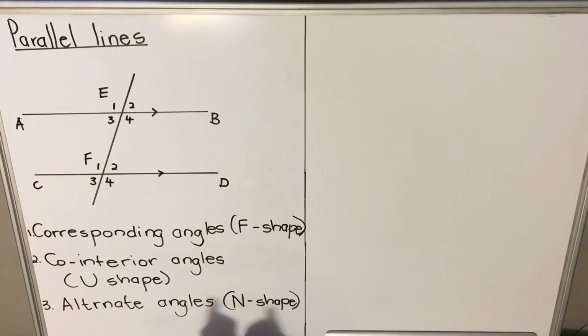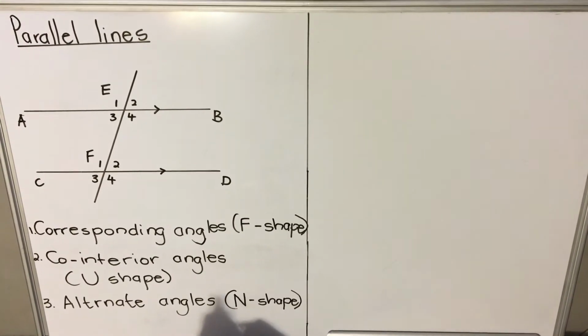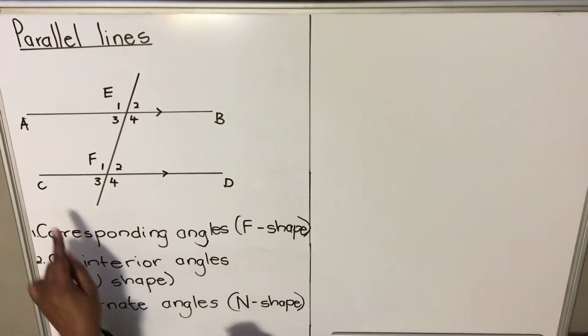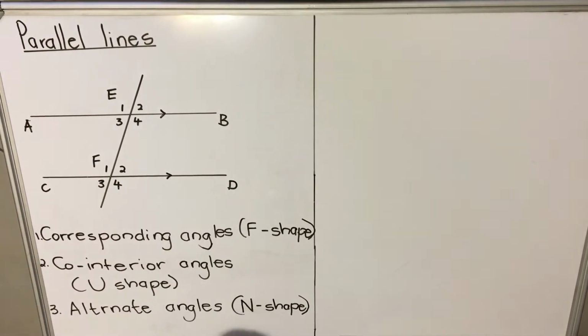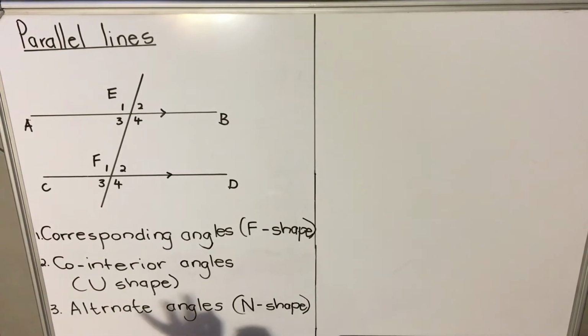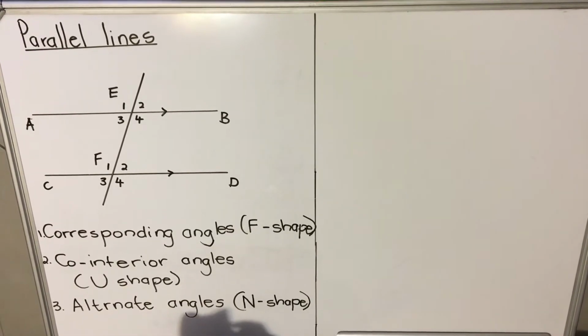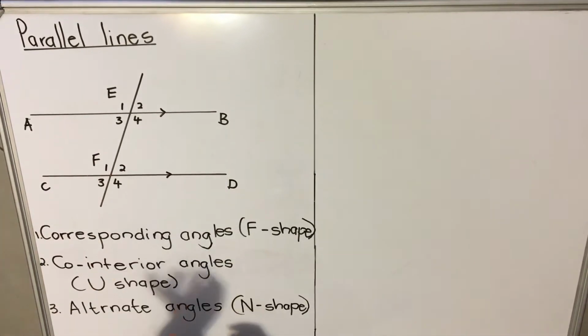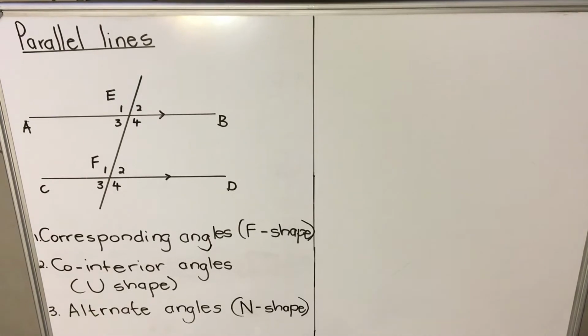When we name lines in maths, we use two letters. This is line AB, which is parallel to line CD. When we name angles, we either use 3 letters or we use 1. Lines, you use 2; angles, 3 or 1.